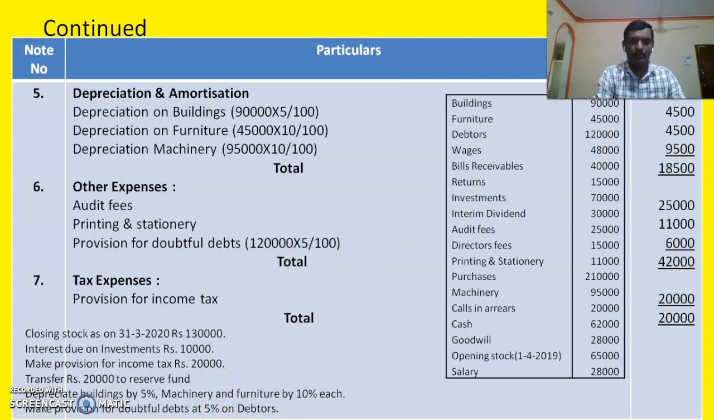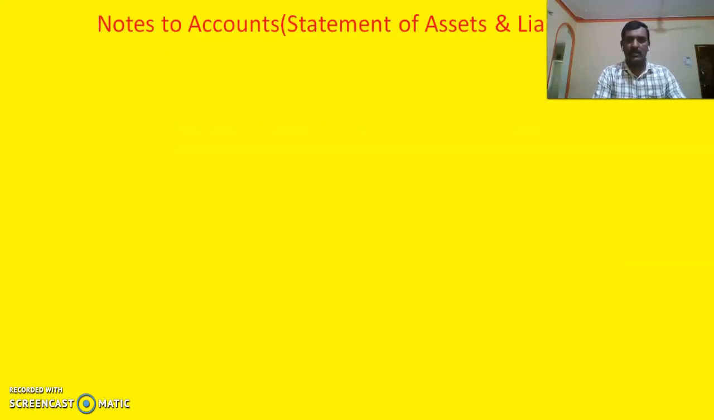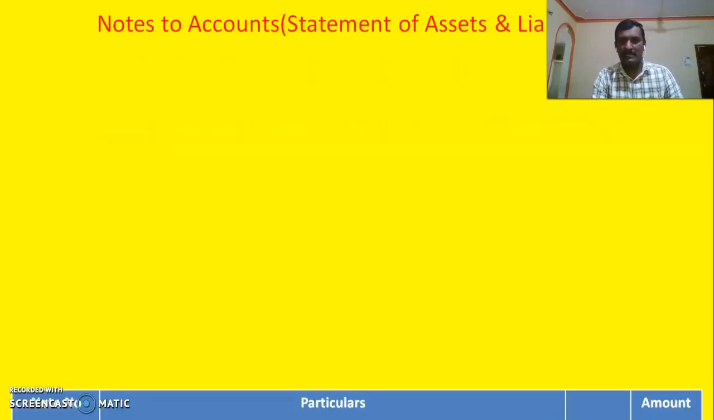Then we can now move towards the tax expenses. About the tax expenses, adjustment number 3 is given, that is make provision for income tax of 20,000, and that is to be effected here, right? Then now we can go to the next notes to accounts for statement of assets and liabilities.